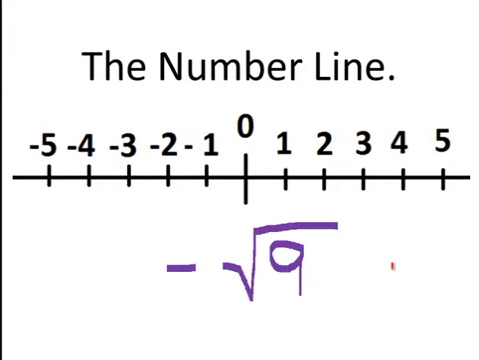All right, the negative of square root 9, where would that fall on the number line? Well, the square root of 9 is 3, and this is all negative, so the answer would be negative 3.